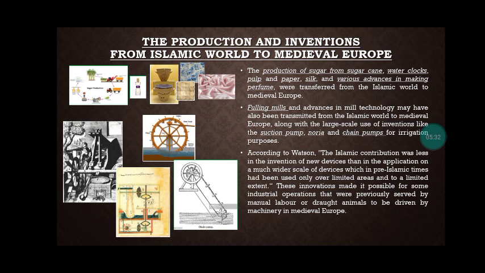Okay, the production and inventions from the Islamic world to medieval Europe. The production of sugar from sugar cane, water clocks, pulp and paper, silk, and various advances in making perfume were transferred from the Islamic world to medieval Europe. Fulling mills and advances in mill technology may have also been transmitted from the Islamic world to medieval Europe, along with the large-scale use of inventions like the suction pump, noria, and chain pumps for irrigation purposes.